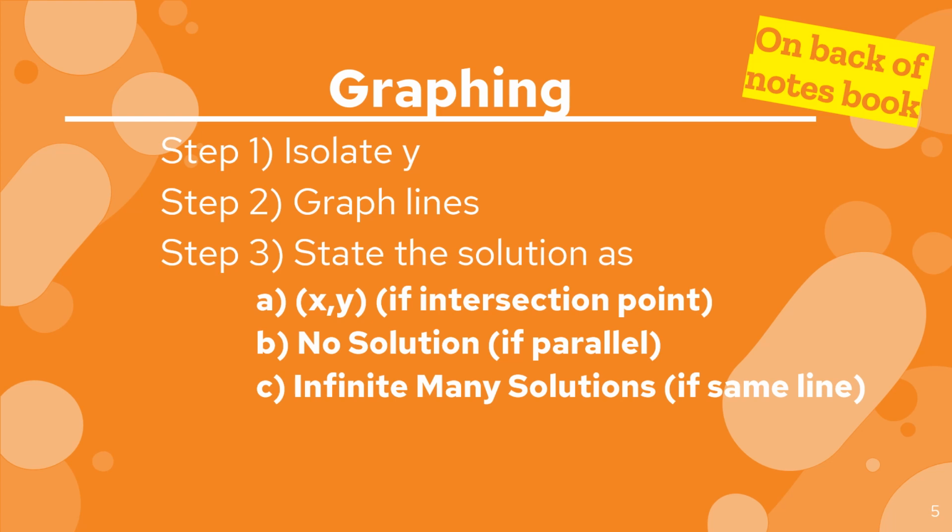Step 3, that's what's new. That's the new piece, right? You have to tell me what the answer is. If it's an intersection point, you have to tell me the point, the x comma y. If they're parallel and they don't cross, then there's no solution. And if it's the same line and they cross forever, we say infinite many solutions. So if you need to, pause this video and get these steps jotted down.